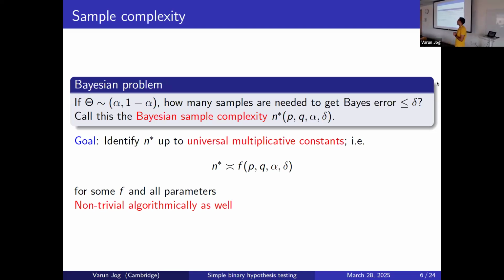Okay, and just a note that this is not trivial to do algorithmically as well. So let's say you had infinite computational power, then here's what you could do. You know the optimal test already. The optimal test is the MAP rule. You try n equal to 1. Is your error less than delta? No. Then try n equal to 2. Is your error less than delta? No. Keep going until you reach an n where your error eventually becomes less than delta, and output that.